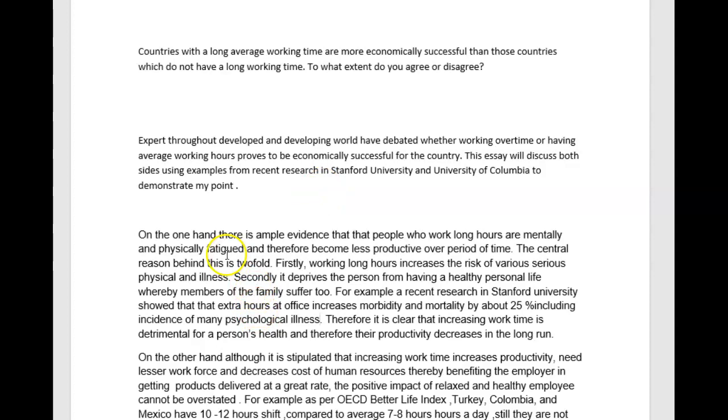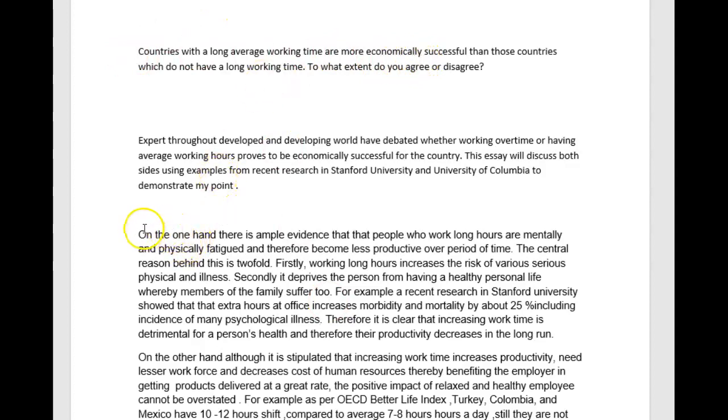So you didn't really talk about that. You talked about people's health. You talked about the citizen himself, but not the country. And you certainly didn't talk about economic success at all. Now, I would have been okay with what you wrote if you had acknowledged somewhere in this paragraph that this is what we're talking about.